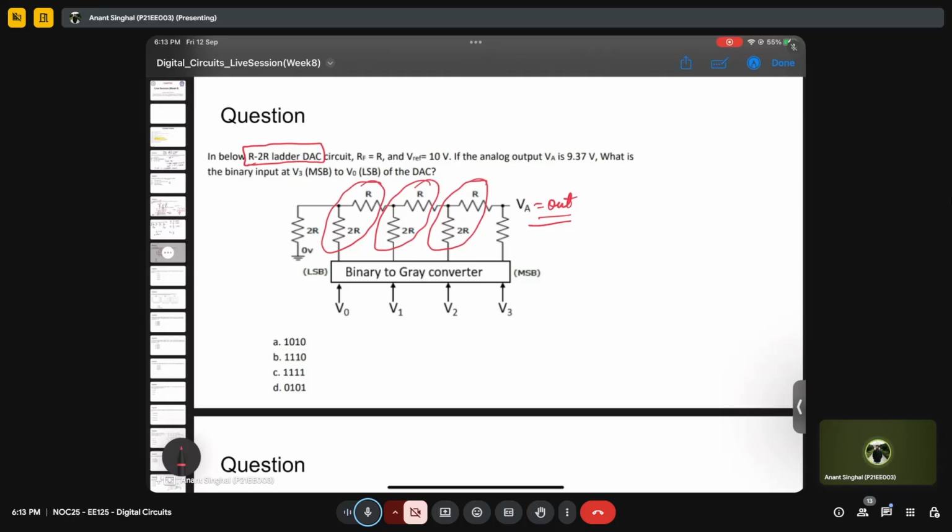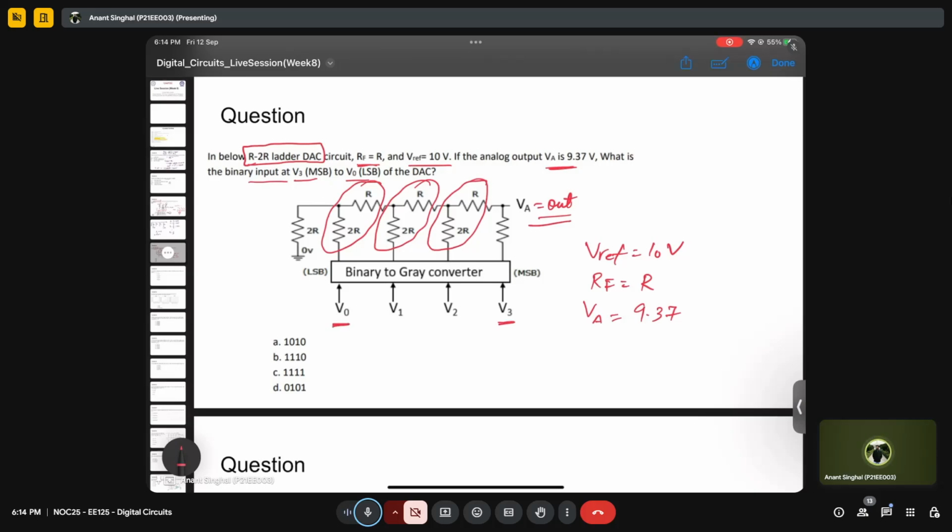So in this particular question, it says that the value of RF is equal to R, which is the reference resistor. The value of Vref is given as 10 volts. RF is given as R only. And it says if the analog output, that is the value of VA, is 9.37, what is the binary input from V3 to V0? So V3 is this thing and V0 is this thing.